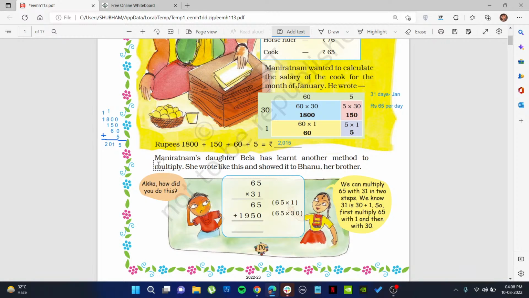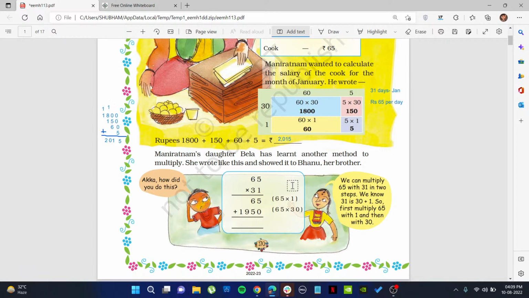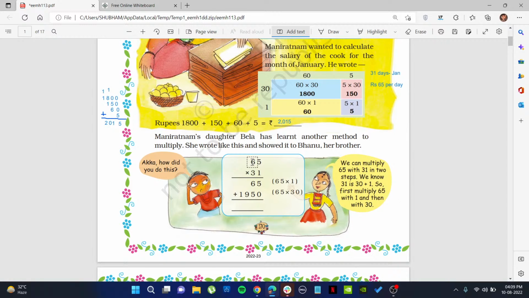Now let's see what the next part is saying. Mani Ratnam's daughter Bela has learnt another method to multiply. She wrote like this and showed it to Bhanu, her brother. Okay, so 65 is the amount. 65 is the salary of cook, which is per day. It means that in one single day cook is getting 65 rupees.